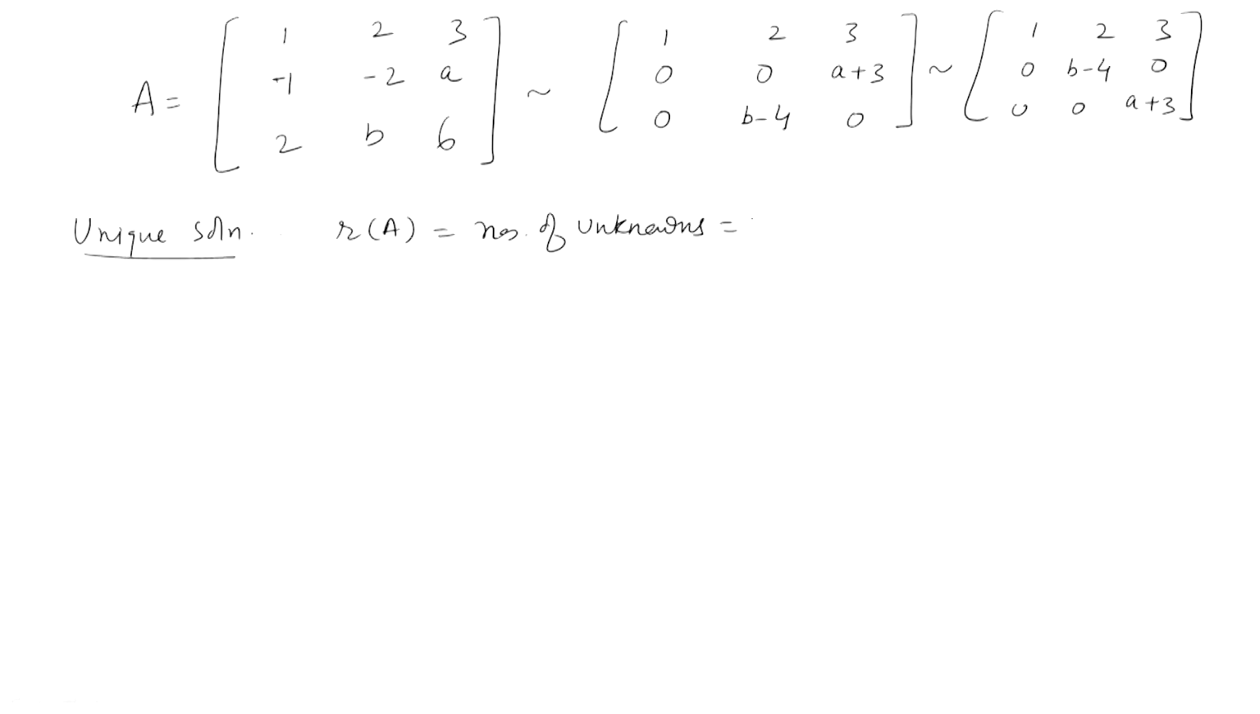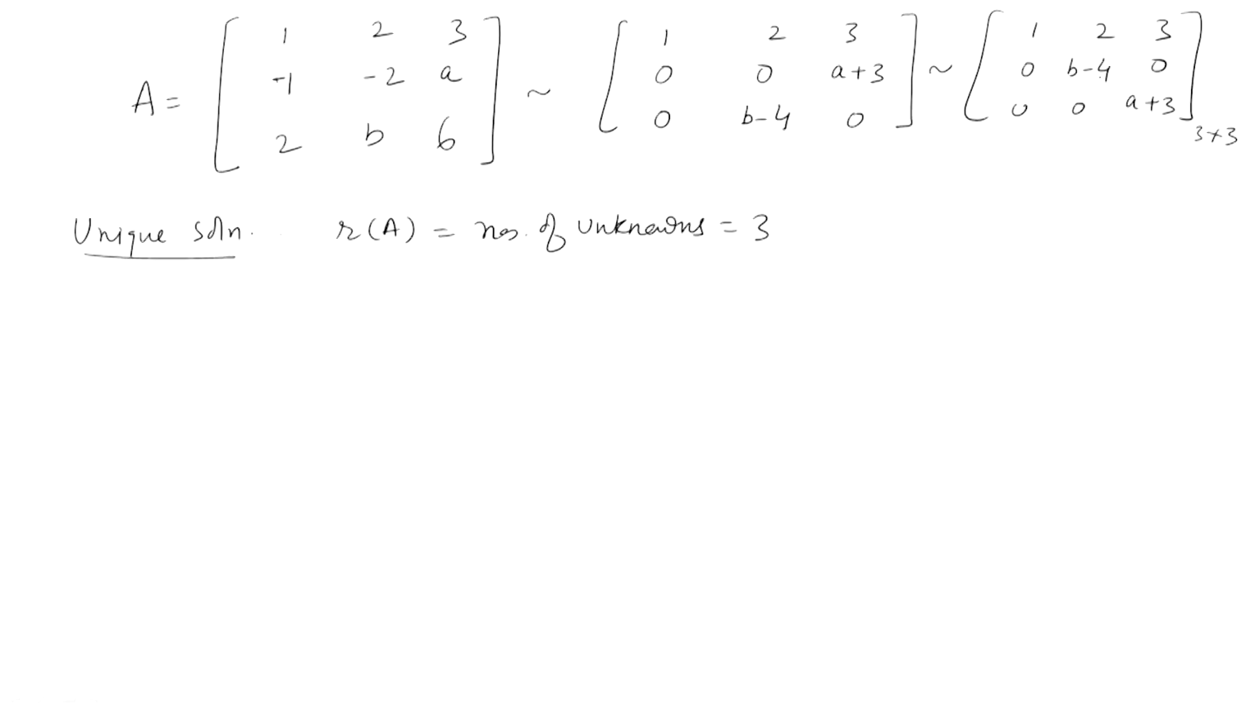Number of unknowns here are 3. So, rank of A must be 3. Rank of A 3 means for this 3 cross 3 matrix, rank will be 3. That means there is no row containing all 0. So, this must be non-zero and this also must be non-zero. Then only this row will not be 0 and this row will not be 0.